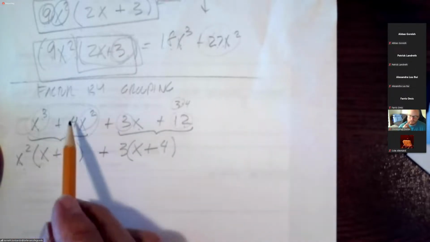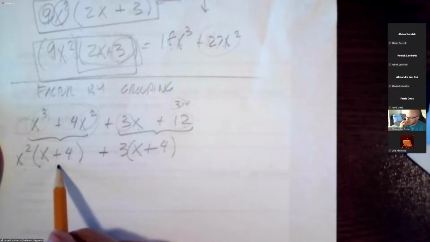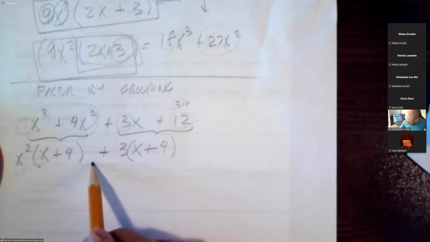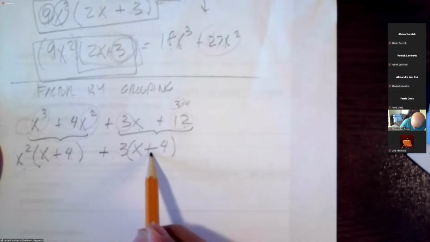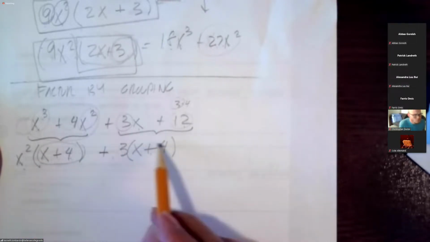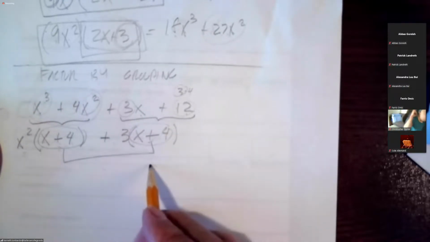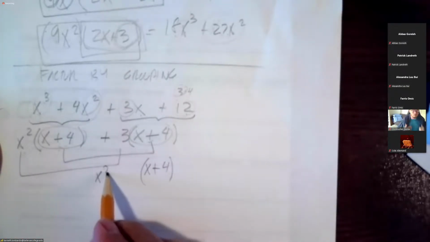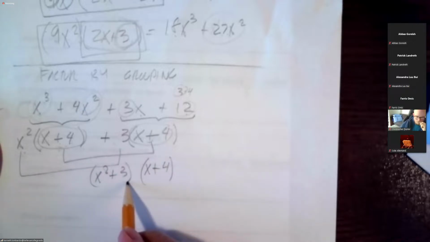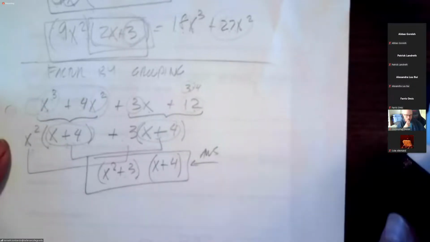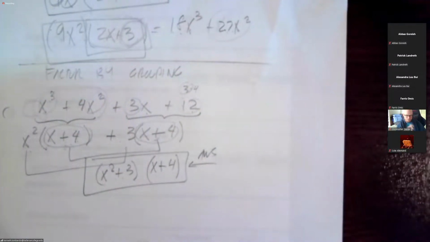So now, when I factor by grouping, I have x squared times the quantity x plus 4 plus 3 times the quantity x plus 4. That's good, because look what I have here, an x plus 4 in both of those terms. So I can factor out the x plus 4. And what remains is the x squared plus 3. So then my solution becomes x squared plus 3 times x plus 4. And that's called factoring by grouping. Okay, questions?